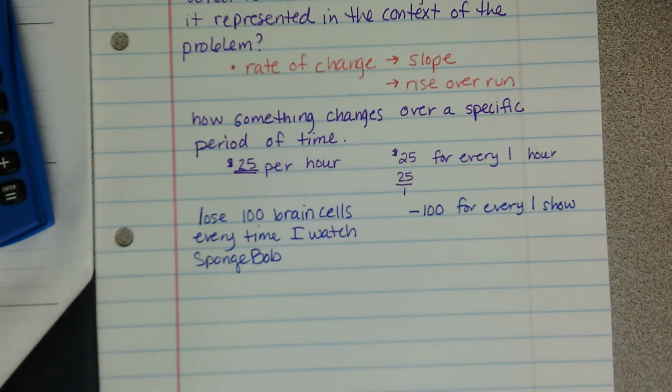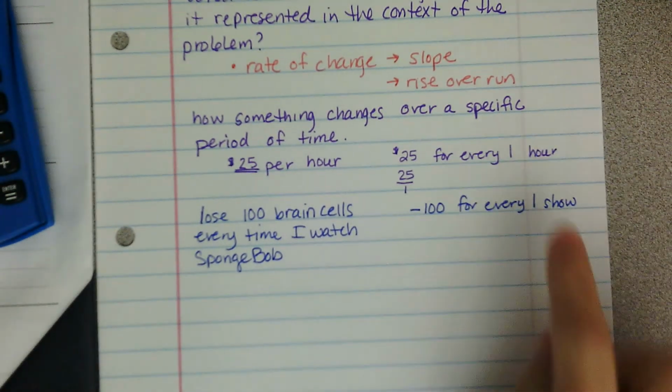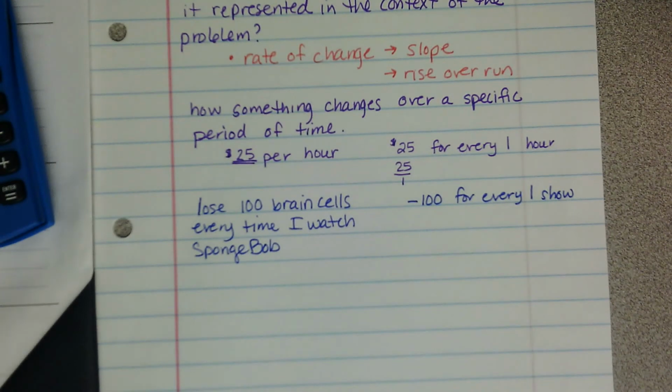If you end up with a scenario where they're telling you what happens over a different specific period of time, like 5 movies every 3 days, then what you would want to do is analyze what that would be for every 1 day. And you would want to find a unit rate to indicate what it would be for 1 time instead.